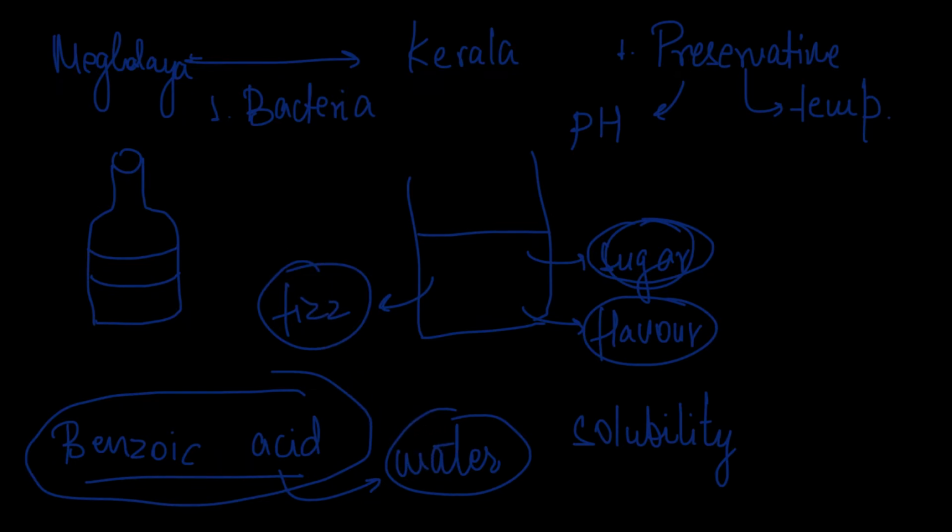Let me tell you what I mean exactly. So you have benzoic acid, which looks like this, and you need to mix it in water. Water does not dissolve it because water is a polar solvent and benzoic acid is not polar. What you need to do is that you need to ionize it. You need to make a salt out of it.